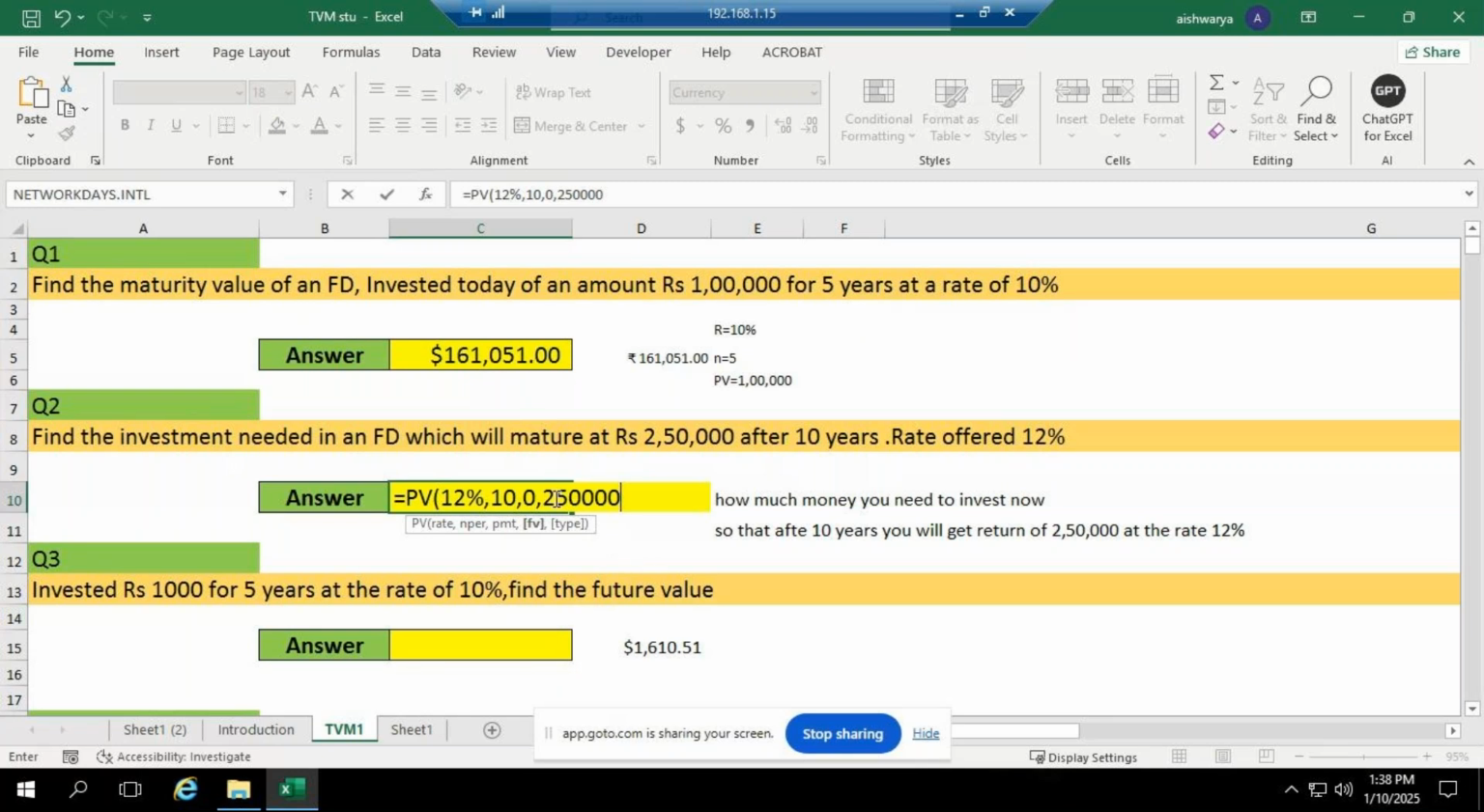No, plus only, because we are getting this amount. If we are paying, then it should be the minus sign. But we are receiving this money, so that's why it is plus only. So we will select this, and then close the bracket.